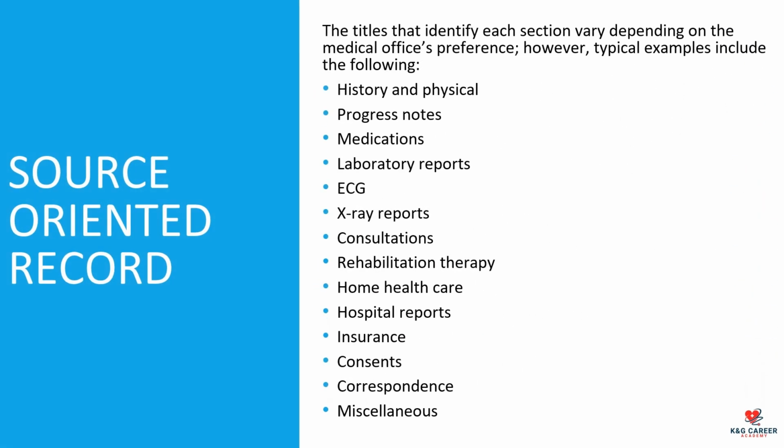Source-oriented record. The titles that identify each section vary depending on the medical office's preference. However, typical examples include the following: History and Physical, Progress Notes, Medications, Laboratory Reports, ECG, X-ray Reports, Consultations, Rehabilitation Therapy, Home Health Care, Hospital Reports, Insurance, Consents, Correspondence, Miscellaneous.